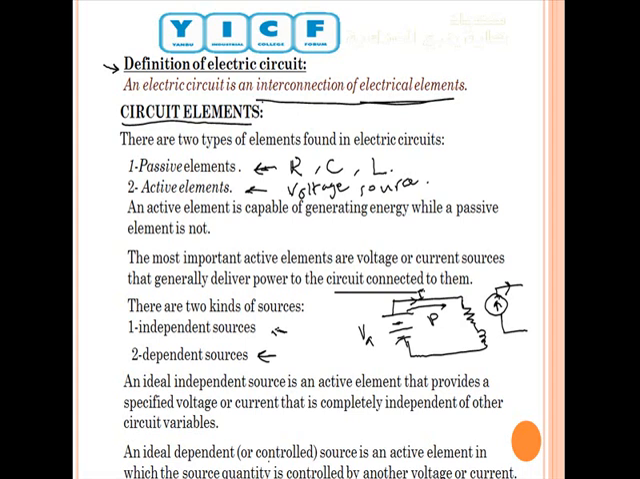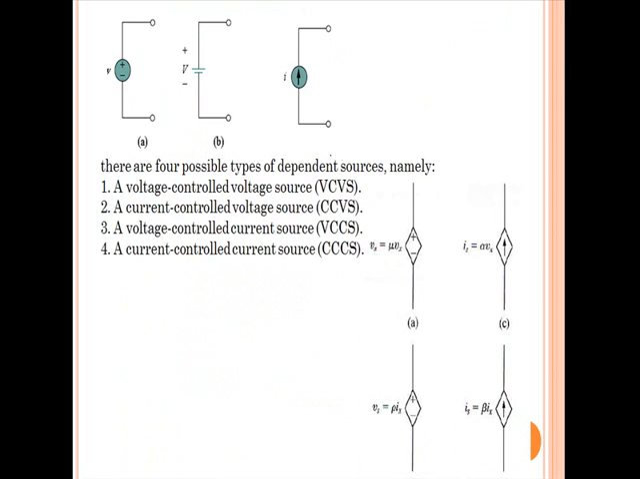An ideal dependent or controlled source is an active element in which the source quantities is controlled by another voltage or current. Means رحنا وهذه السامبلز لكل نوع. هذا independent voltage source. هذا كذلك أحيانا يستخدمون الشكل هذا أو السامبل هذا. وهذا ideal independent current source. الأرو هذا يحدد اتجاه التيار الموجب.